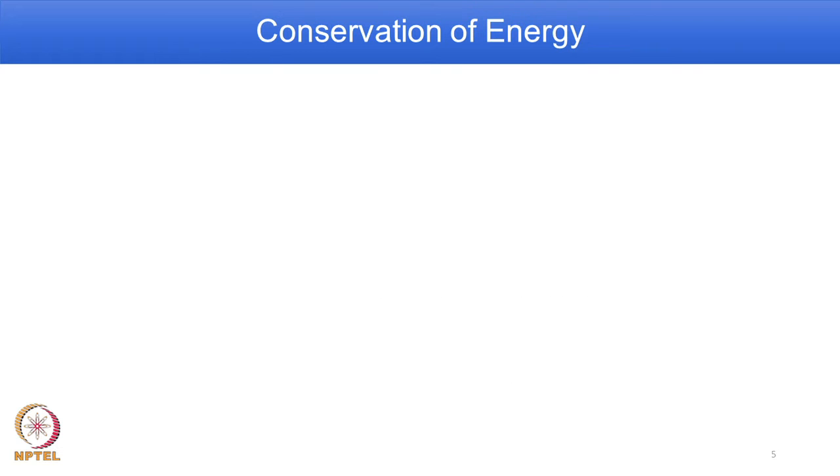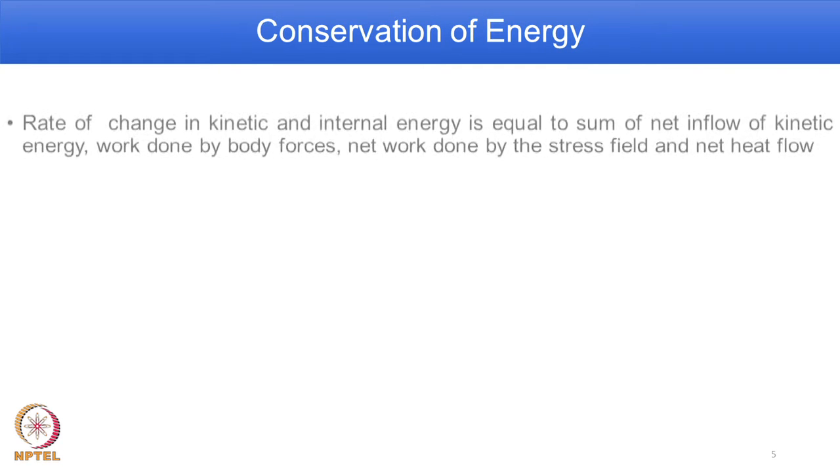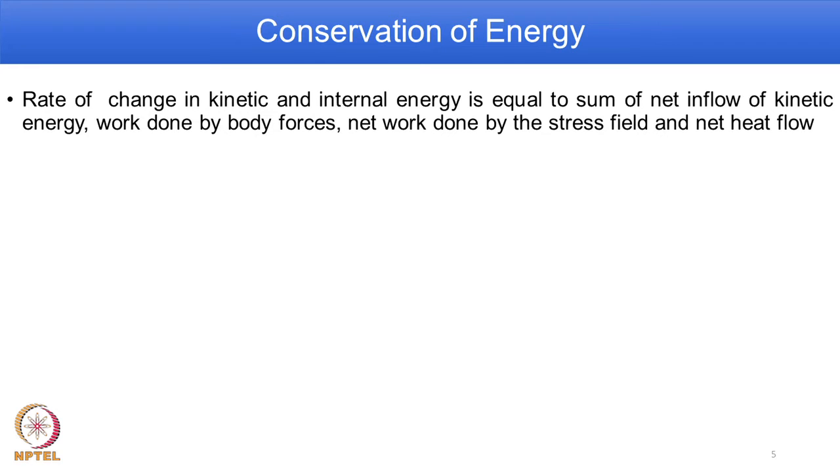Next, the third equation, which is the conservation of energy equation. Once again we are not going into the details of the derivation steps. We first state the energy equation itself, which is given here as: rate of change in kinetic and internal energy is equal to the sum of net inflow of kinetic energy, work done by the body forces, net work done by the stress field, as well as net heat flow.